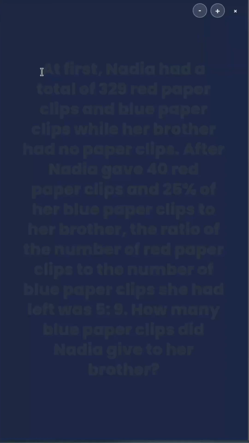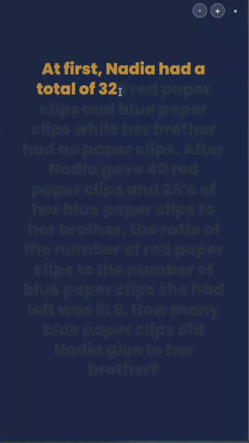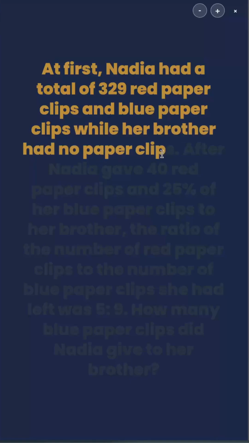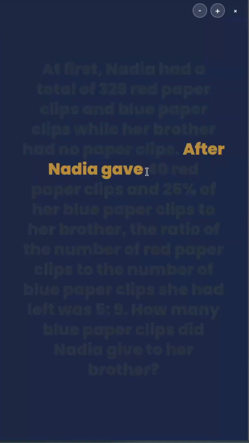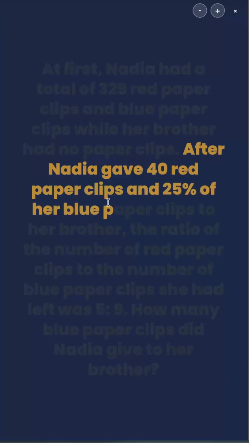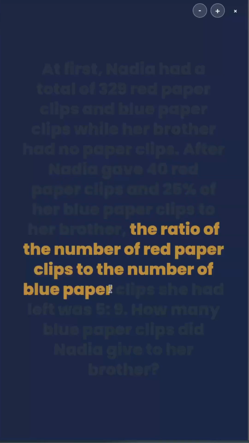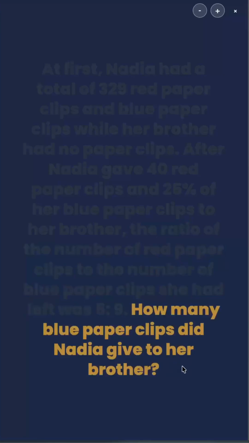Question 14, part A. At first, Nadia had a total of 329 red paper clips and blue paper clips, while her brother had no paper clip. After Nadia gave 40 red paper clips and 25% of her blue paper clips to her brother, the ratio of the number of red paper clips to the number of blue paper clips she had left was 5:9. How many blue paper clips did Nadia give to her brother?